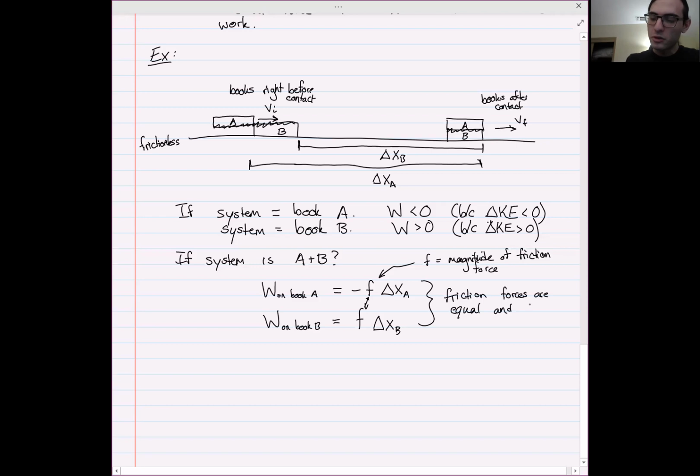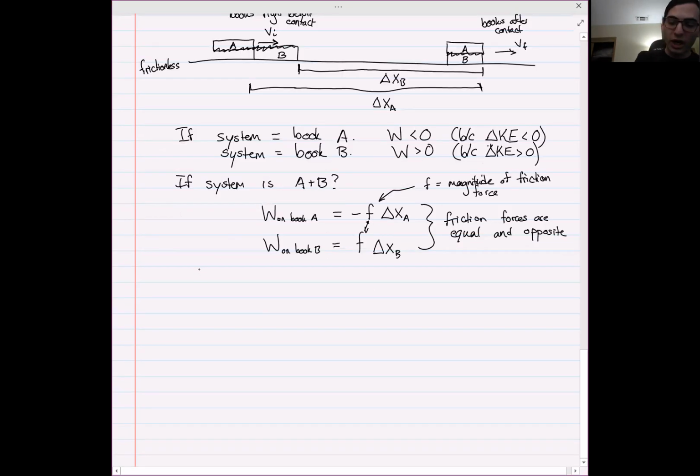That's another good way to see it, Hassan. In the case of book A, the frictional force is opposing it moving forward because it is trying to slow it down. So the work would be negative. For book B, the friction is pushing it forward in the direction of motion. So it acts to speed it up. So the work is positive.